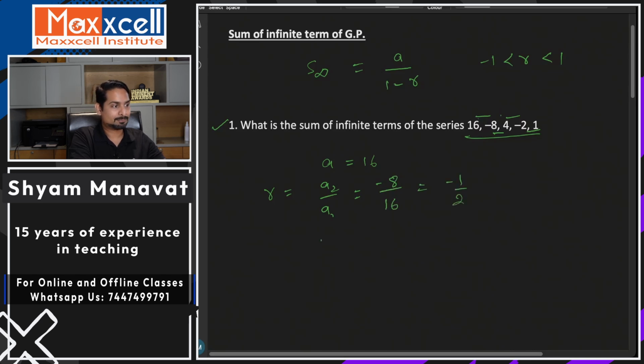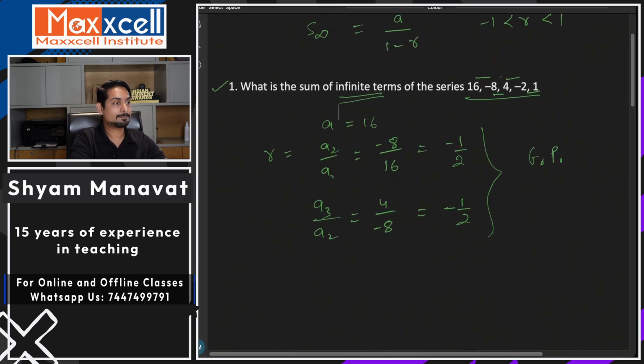Or if you look at the third term divided by second term, what do we have here? 4 by -8, that is also -half. So this is to identify whether the progression is a geometric progression or not. We did that. It is a geometric progression. Can we find out the sum of infinite terms here? Yes, we can.